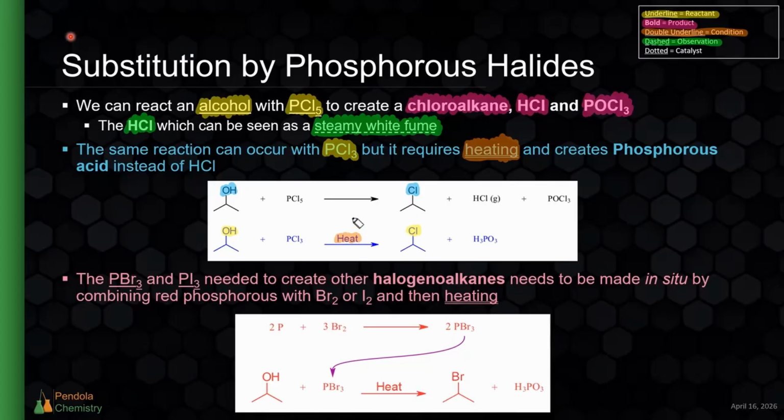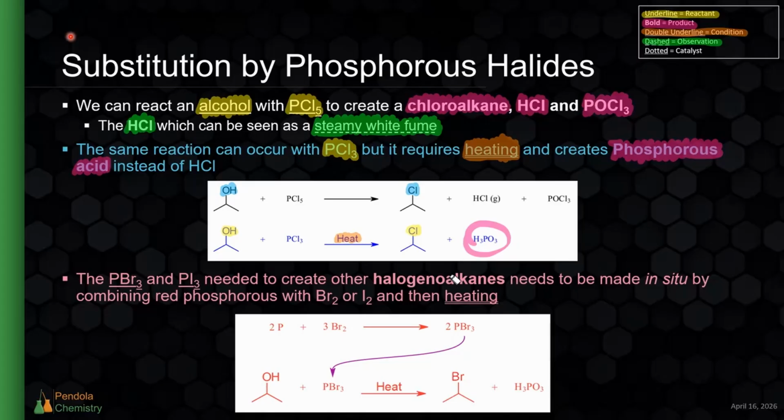And when that happens, that reaction actually creates, apart from the chloroalkane, phosphorous acid. Now, be careful with the naming: phosphorous acid, meaning H3PO3. So it creates phosphorous acid instead of the hydrogen chloride gas that we saw earlier. So this does create an acidic condition in the reaction with that H3PO3.